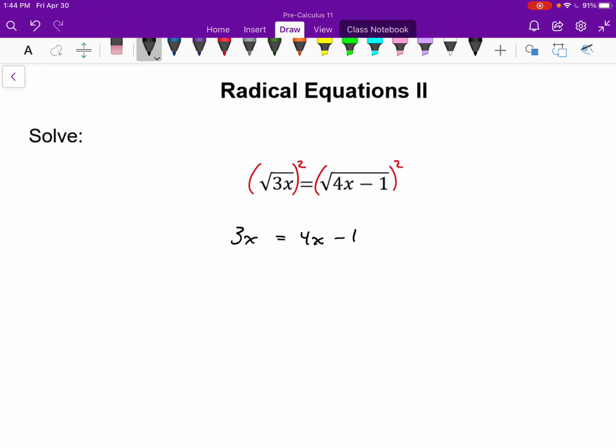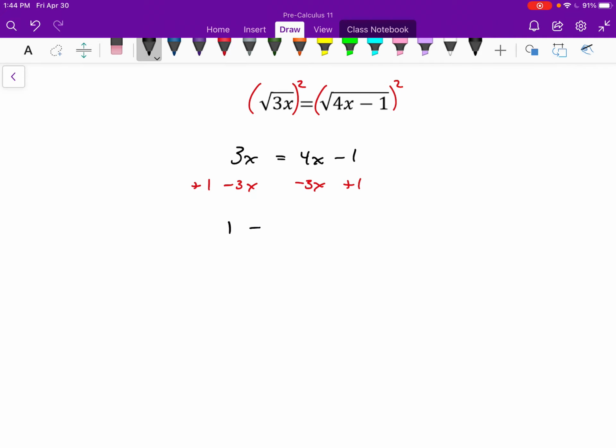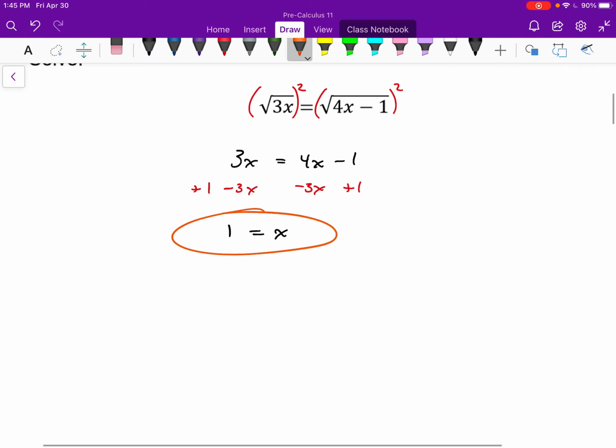That's pretty nice. And so I'm going to subtract 3x from both sides and add 1 to both sides. So I have 1 equals x, and I'm done. Well, sorry, I should check. And take this 1, put it in here, and put it in here, and it'll work. You get root 3 on both sides.